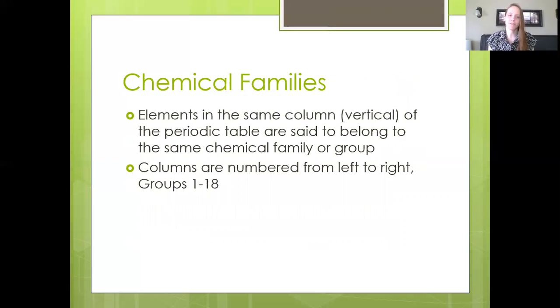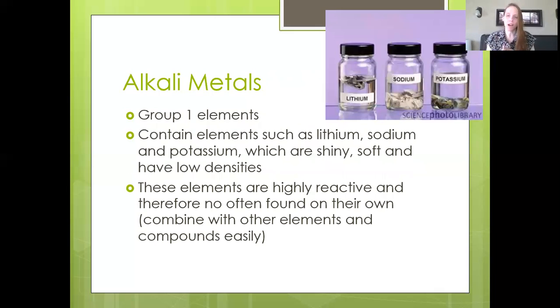So there are different chemical families on the periodic table, and a family is just like a vertical column. We are going to learn about the chemical families in groups 1, 2, and then 17 and 18, also sometimes called 7 and 8. So group 1, the very first vertical column on the periodic table, is the alkali metals. They contain lithium, sodium, potassium, cesium, stuff like that.